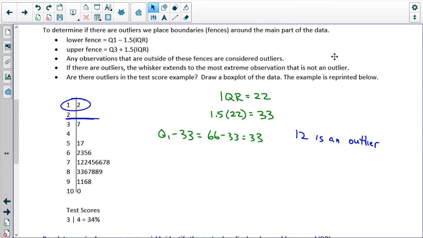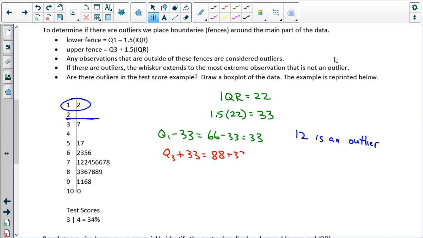Now if I do Q3 plus 1.5 times the IQR, that's 88 plus 33. So that would be 121. And no test scores were above 121. So that means we have no upper outliers in this problem.